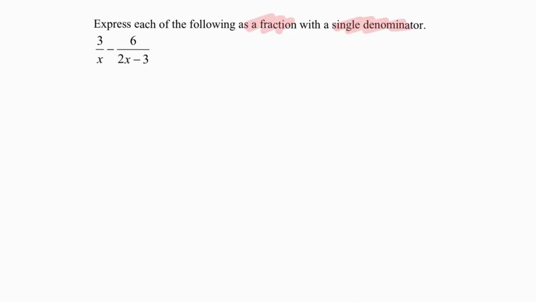Express as a single fraction with a single denominator. So I look at the denominator. This is an algebraic expression and we just need to make them the same. So I'll have to multiply by 2x minus 3, the whole thing multiplied by x, so that the single denominator would then be x times 2x minus 3.